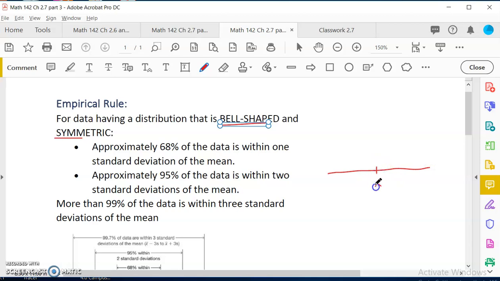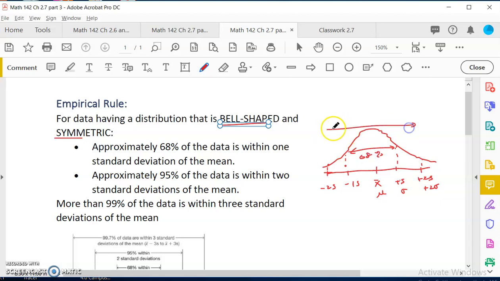data values. So this is the mean. This is 1s, this is 2s, minus 1s, minus 2s, or mu, sigma, 2 sigma, like that. What happens is if these are symmetrical, that means the histogram looks like this. The number of data within 1 standard deviation from the mean is 68%. 2 standard deviations is 95%. This is 68%, that many data is 95%.